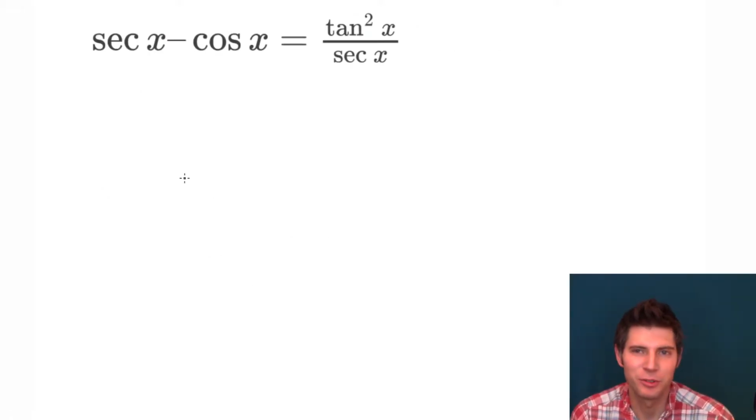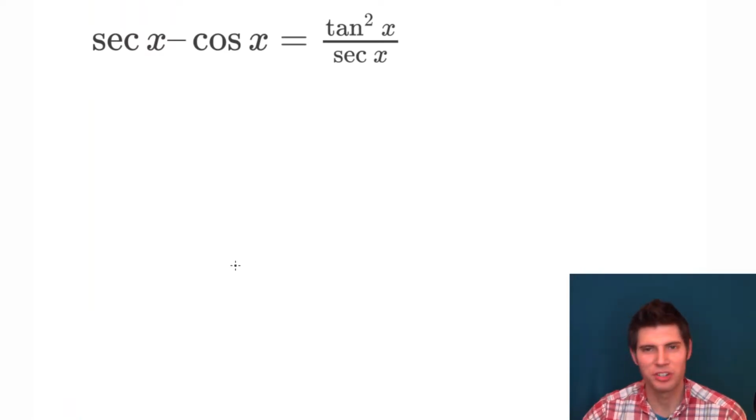All right, for this next one, secant x minus cosine x equals tangent squared x over secant x. For this one, it looks like the more simplified one is on the left. So I'm actually going to do the right-hand side instead of the left-hand side.